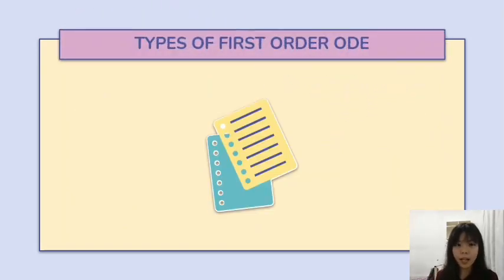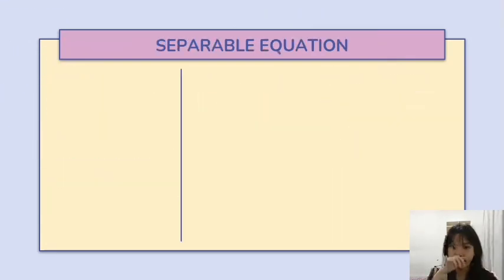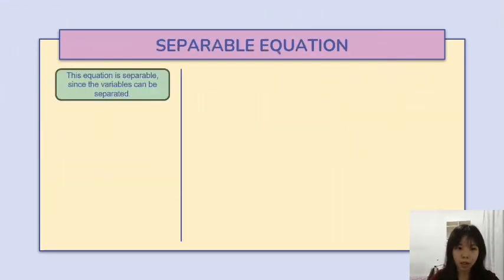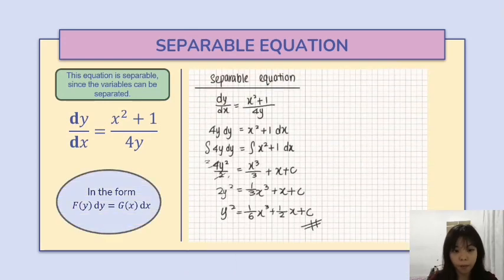So we have 4 types of first order ODE. First is separable equations. This equation is separable since the variables can be separated. Here is an example of the equations, and we must make the equation in the form f(y) dy = g(x) dx. So in the example here, we first need to make the equation into this form. Then we integrate both sides. Finally, we will get the equation with y on the left side and x on the right side.